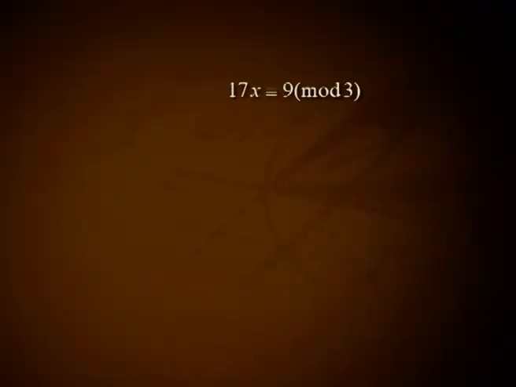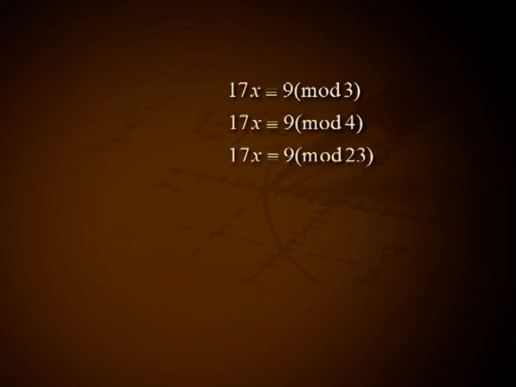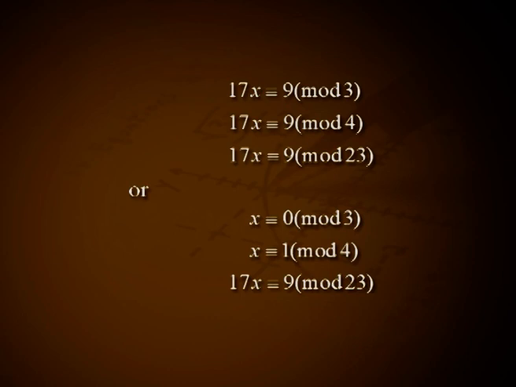This is equivalent to finding a solution for the system of congruences 17x ≡ 9 mod 3, 17x ≡ 9 mod 4, 17x ≡ 9 mod 23, or x ≡ 0 mod 3, x ≡ 1 mod 4, 17x ≡ 9 mod 23. Note that if x ≡ 0 mod 3, then x = 3k for any integer k.